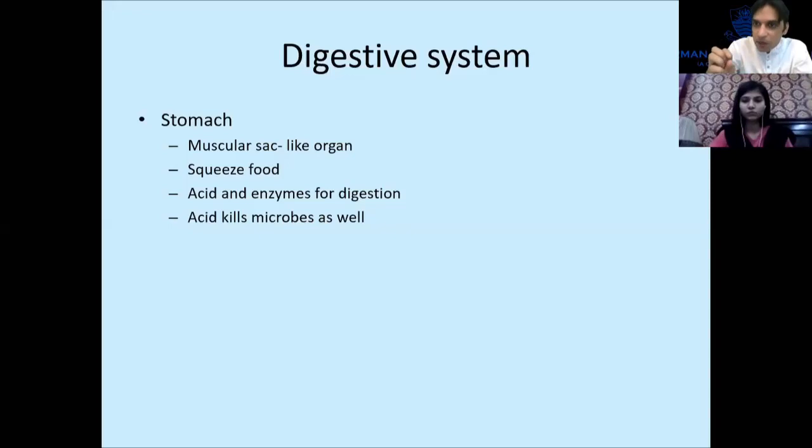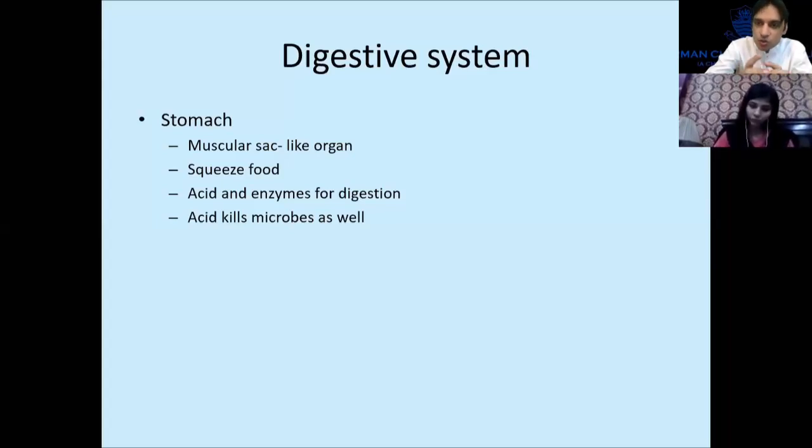That contraction and relaxation, you can guess, helps in the mechanical breakdown of the food. It helps in squeezing the food and converting the bigger chunks of the food into simpler and smaller components, so that the enzymes and other things can act more easily. The wall of the stomach produces different chemicals, enzymes. It is called gastric juice.